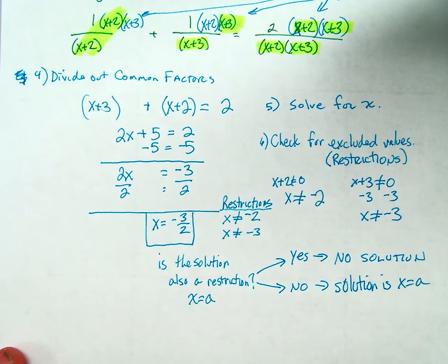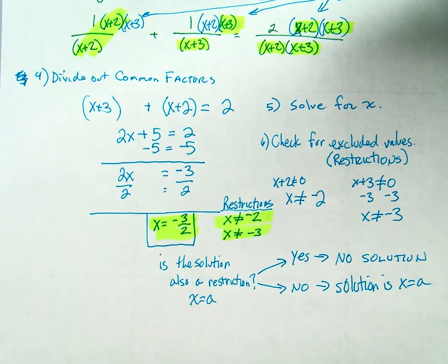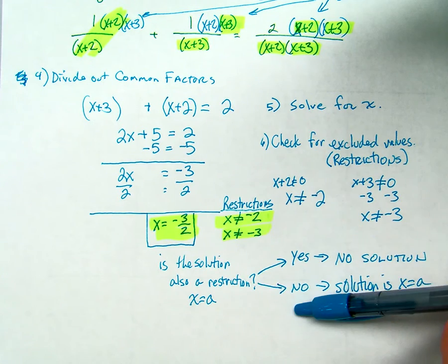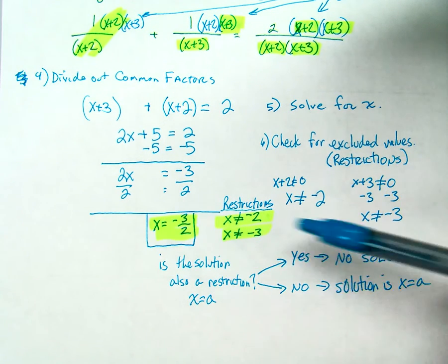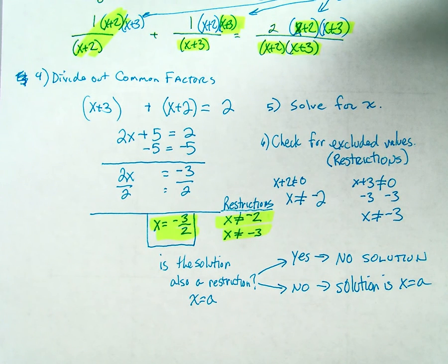So you need to know your restrictions, because we can't divide by 0. We can never divide by 0. But at that point at the end, you check your solution against the restrictions. And the restrictions and the solutions don't match up. So is that solution good? Yeah, absolutely. The solution is not a restriction, because I have -1.5. -2 and -3 are my restrictions, so it's good. So in this case, it ended up working out perfect for us.